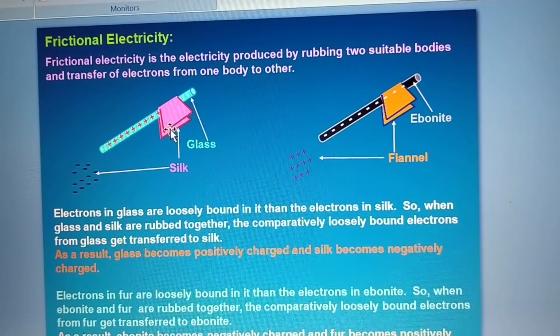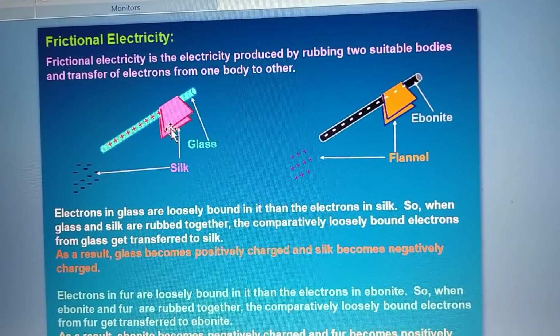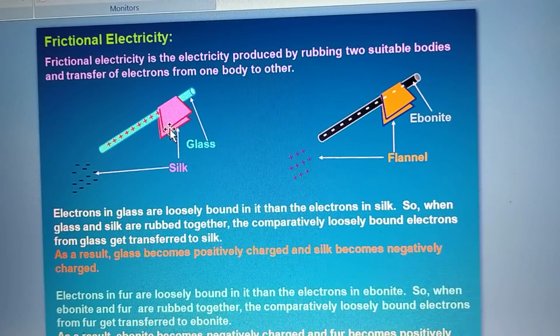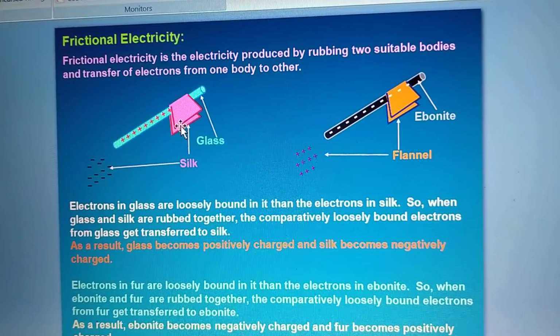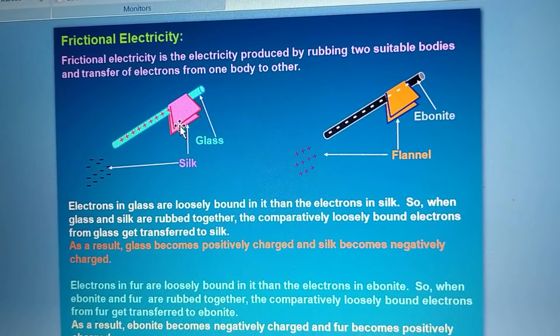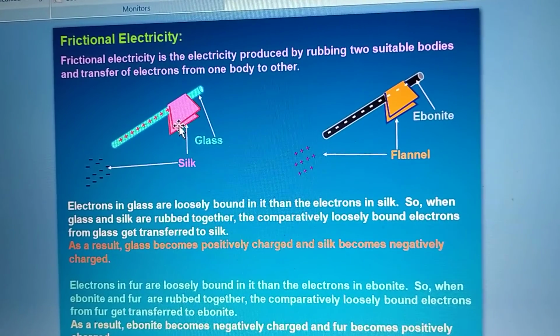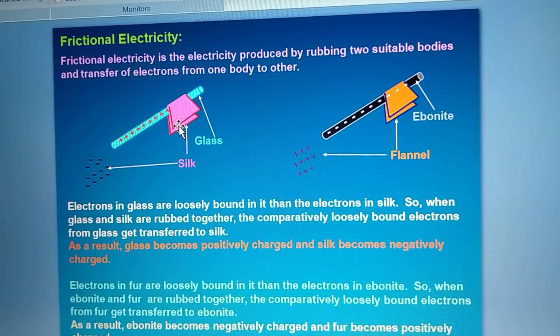So what is frictional electricity? Frictional electricity is the electricity produced by rubbing two suitable bodies, due to transfer of electrons from one body to another body. So the question generally arises, what is the cause of charging? How does the body get charged? The process of charging of any body is due to the transfer of electrons from one body to another body.